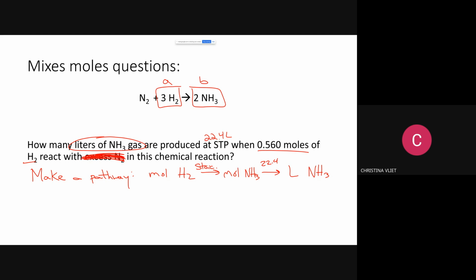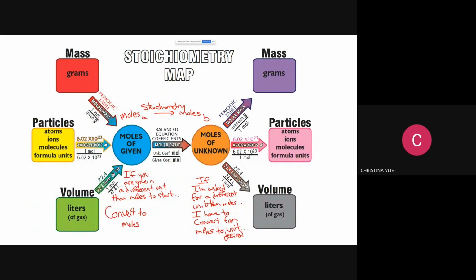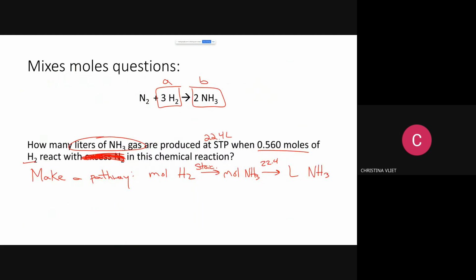So then let's solve the question. And by the way, this pathway would also be found here: moles of A goes to moles of B first, and then moles goes to liters. That gives you the order of what to do. All right, so now here we go.